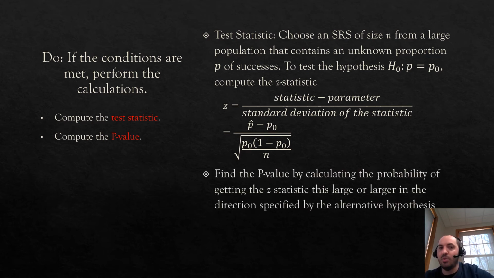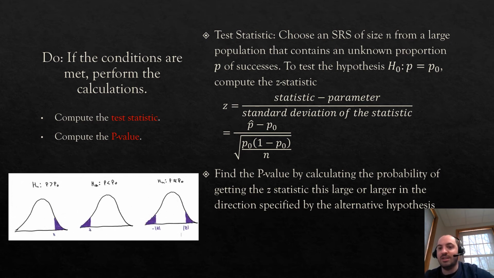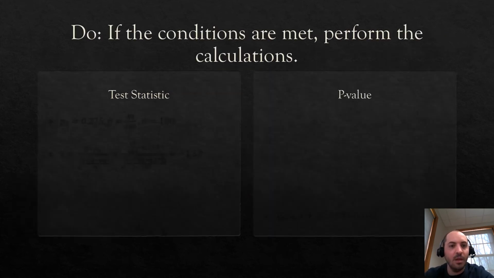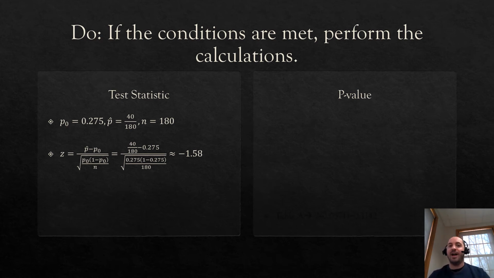And after that, we're going to find the p-value by calculating the probability of getting a z-statistic this large or larger in the direction specified for the alternative hypothesis. In this case, since we're interested in do we differ, we are in this two-sided thing. So we're going to find our z-score here, and everything that's larger than that, either a positive or negative version, that's the area we're looking at. So let's find the numbers in this problem. So for our test statistic, we can plug into our formula to get a z-score of about negative 1.58.